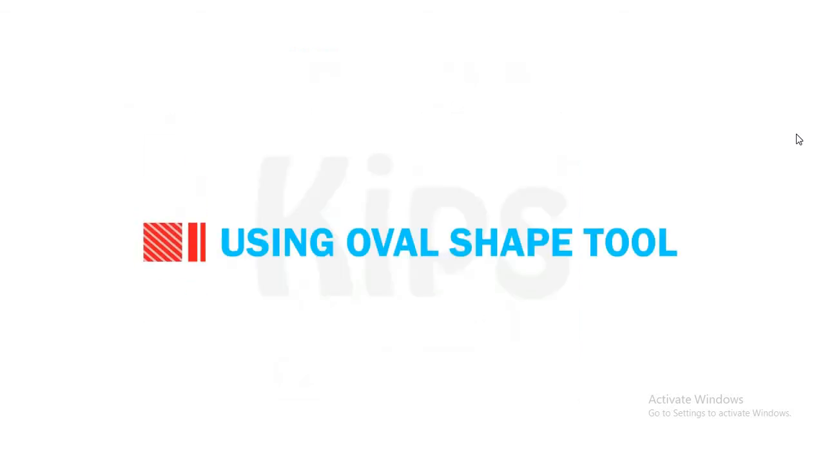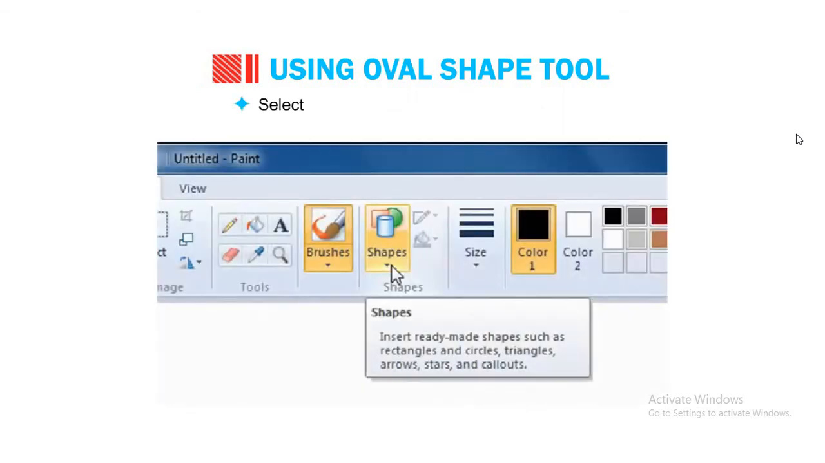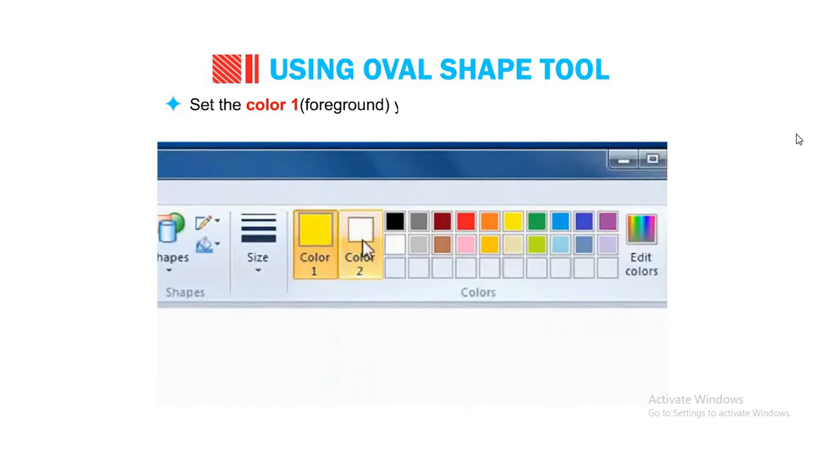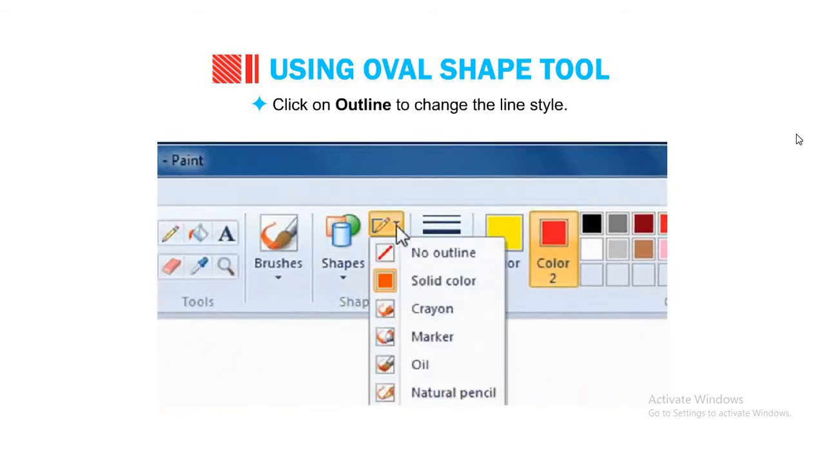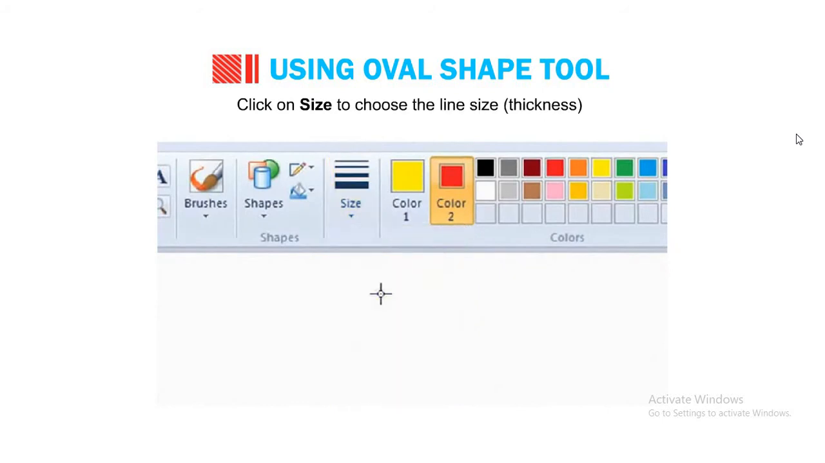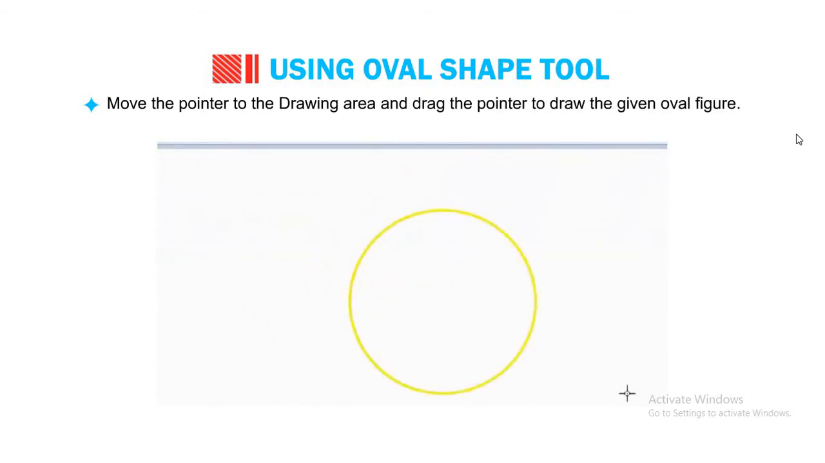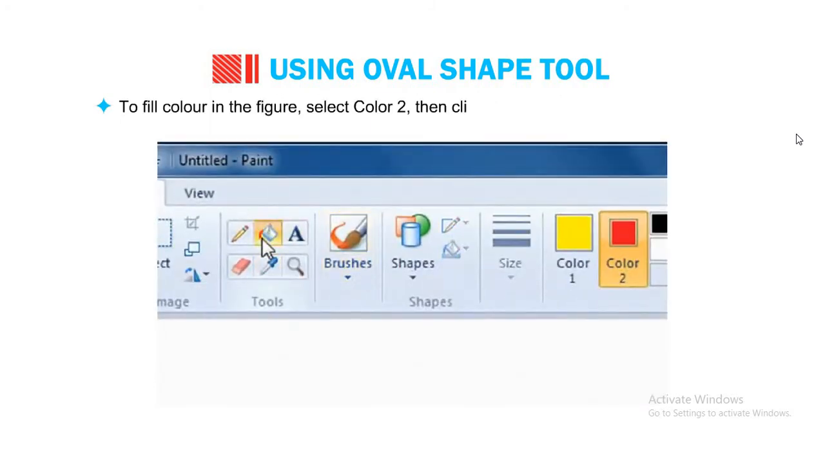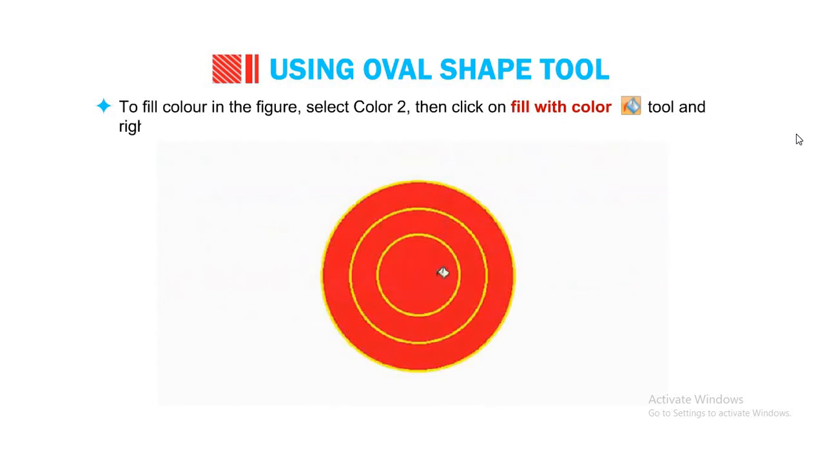Let us now learn how to use the Oval Shape tool. Select the Oval option from the Shapes group. Set the color 1 foreground yellow and color 2 background red. Click on Outline to change the line style. Click on Size to choose the line size, thickness. Move the pointer to the drawing area and drag the pointer to draw the given oval figure. To fill color in the figure, select Color tool. Then, click on Fill with Color tool and right-click on the circle.